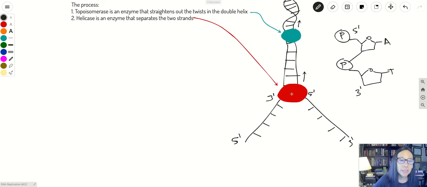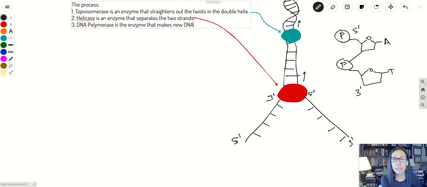Okay? And so this helicase is just going through and it's unzipping the DNA. It's opening them up, just like it's showing here. Okay, the next step is a very important enzyme. And this one is the most important enzyme of all. And this is called DNA polymerase. And DNA polymerase is the enzyme that builds new DNA. So I'm going to say that makes new DNA.